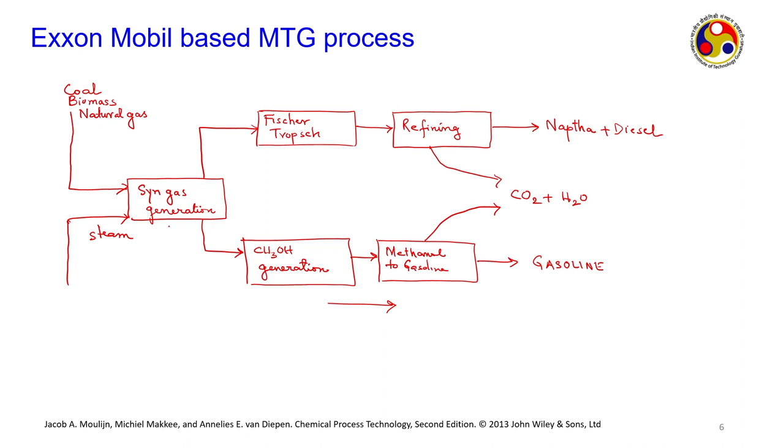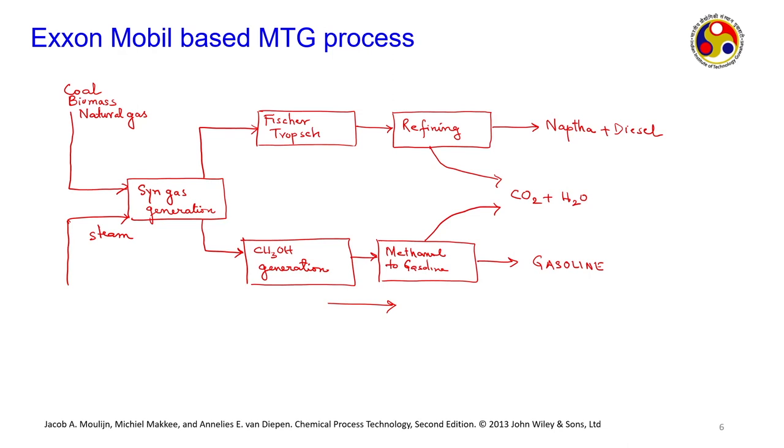Then there is another method which directly converts the syngas to gasoline. They couple these two, so there is no need to separate methanol and then again convert to gasoline. Both can be combined without any extraction of the intermediate methanol. You don't need to take out methanol and push it into another reactor. That is called, we will see later, the TIGAS process. So this is the overall general process that ExxonMobil has developed.